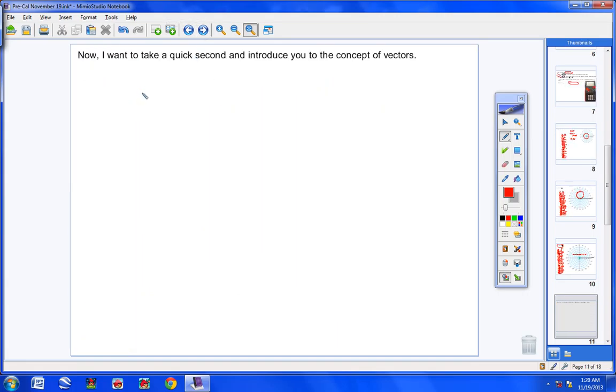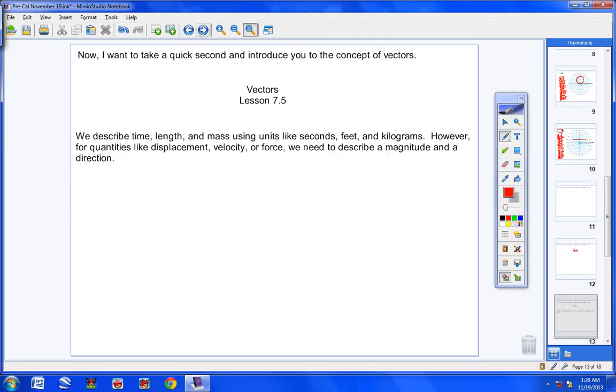All right. Now, I want to take a quick second and introduce you to the concept of vectors, okay? Now, I will tell you when I need you to write something down. I do want you to write this down. Your heading is vectors, and it's lesson 7.5, and even though it feels like an eternity, it's still the 19th, November 19th, okay? So please copy that in your notes.